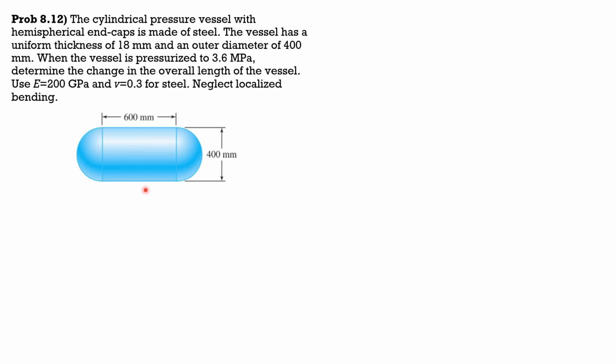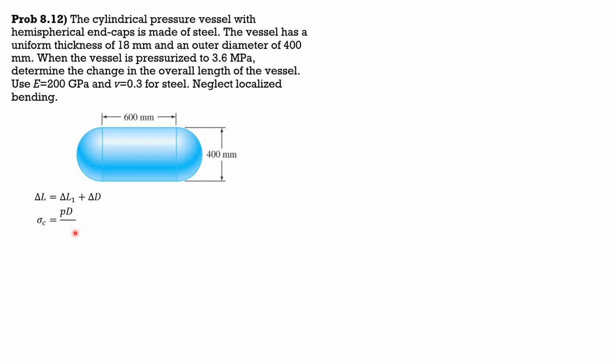The change in overall length of the vessel would be the longitudinal strain times L1, which is 600 mm, because this is the radius, plus the strain for the sphere, which is the circumferential strain in the direction of the diameter, times the internal diameter. So delta L is delta L1 plus delta D, the change in the internal diameter also.